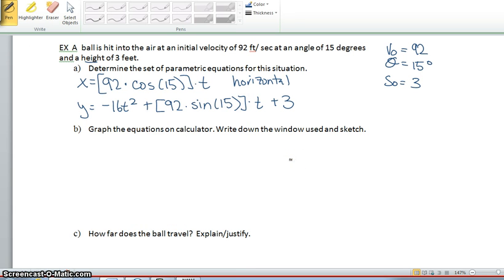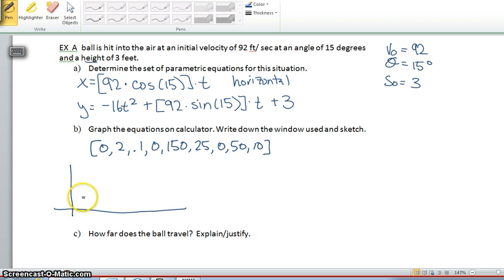Okay, so let's write down the window that we used, and we also want to sketch the graph that we had. So 2, 0, 0.1, and then for our x is 0, 150, we went by a scale of 25, and for our y's, we went 0 to 50 with a scale of 10. And the way we graph this, we have our graph, we started over here, and then it went down to here.